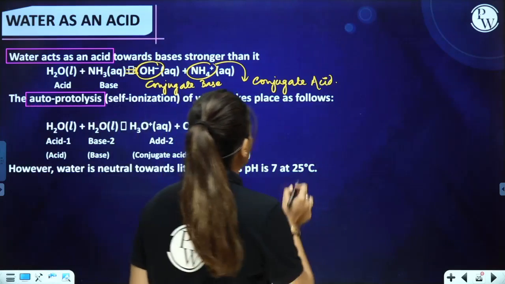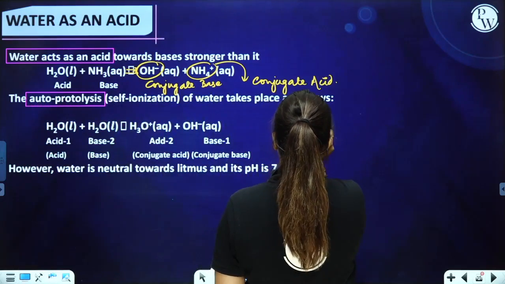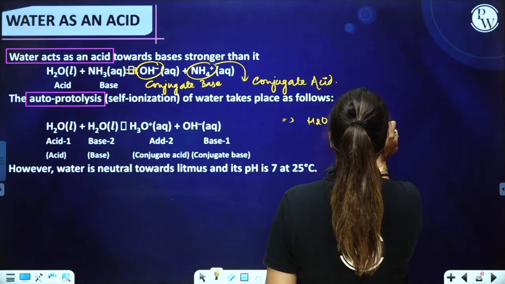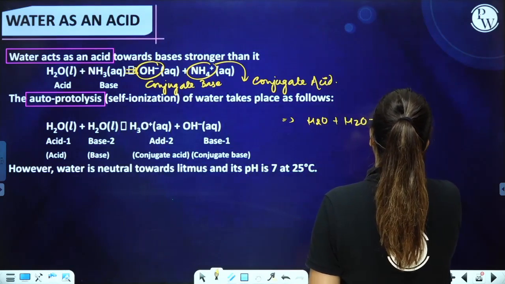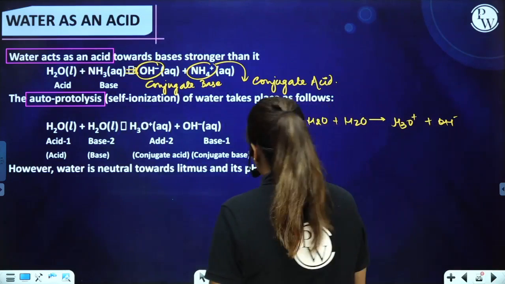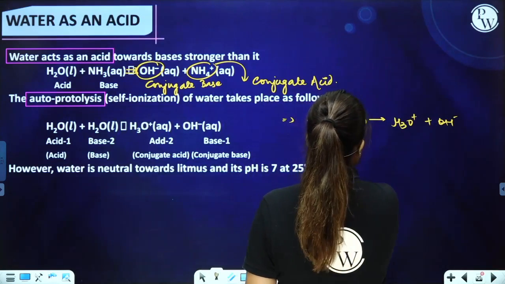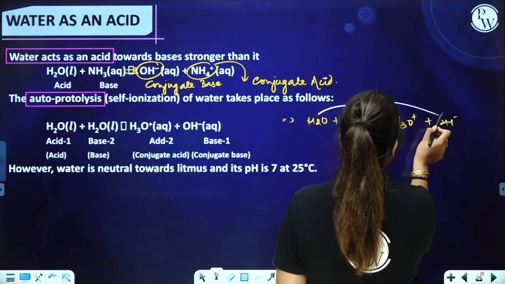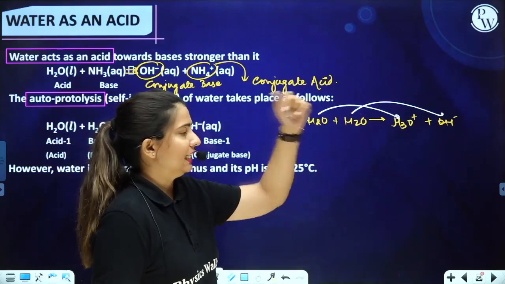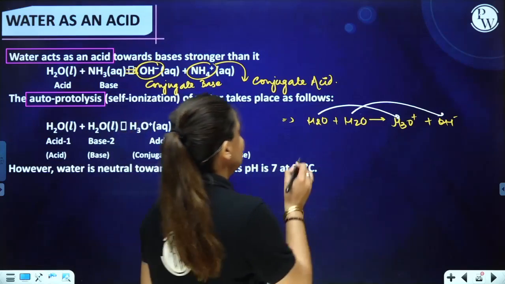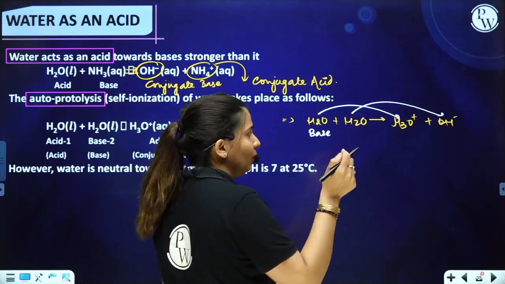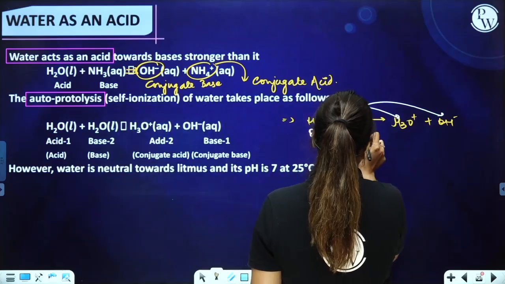Let's have a reaction over here. Example of autoprotolysis: this is water reacting with water to give you H3O positive plus OH negative. Now, one of them is becoming H3O positive and the other is becoming OH negative. If this is water accepting an H positive ion, it will behave as a base. It is donating an H positive ion, so it is behaving as an acid.